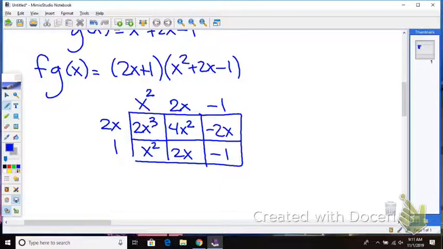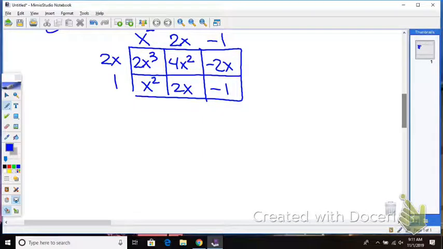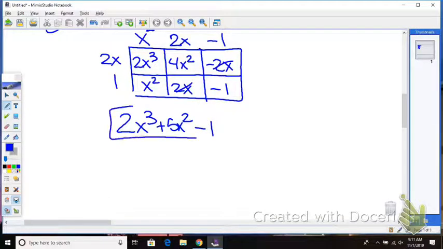I'm not sure why only half the board will work, but what else? So I've got nothing to combine with 2x cubed, so I just have 2x cubed. This becomes plus 5x squared. These guys are going to simplify out, and I just have my negative 1. And that's my answer.